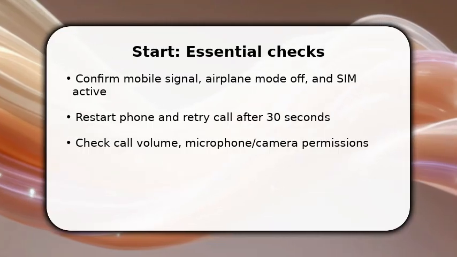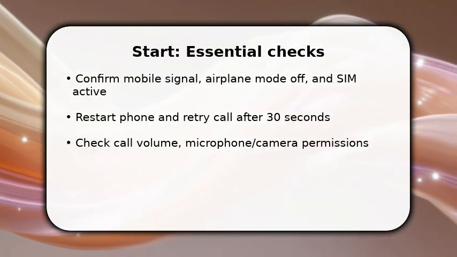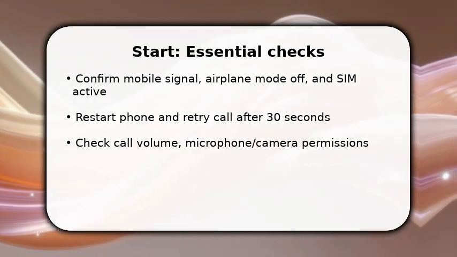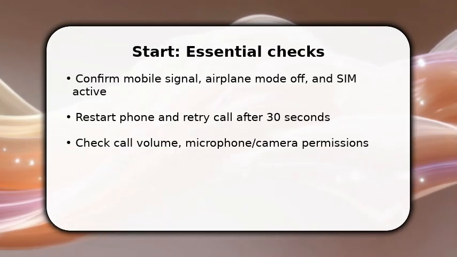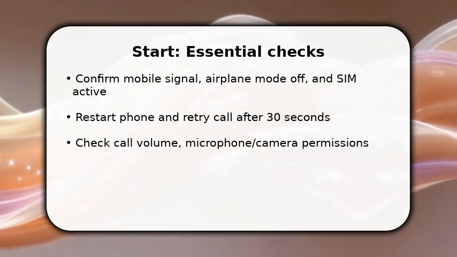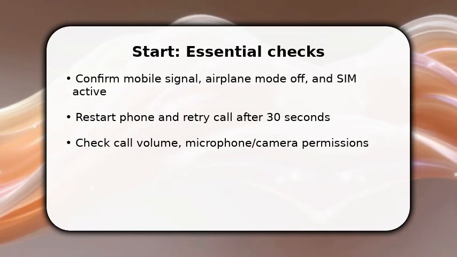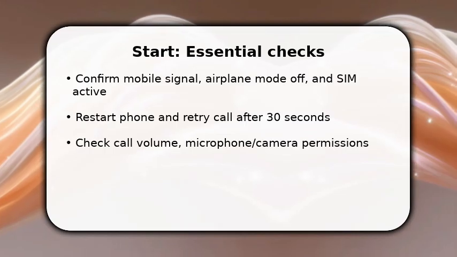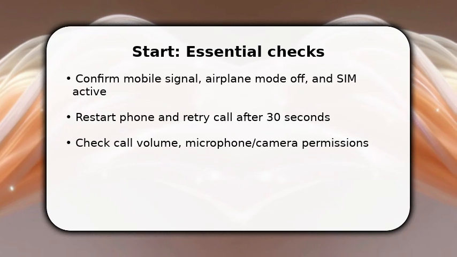You begin by confirming the essentials so you don't waste time. Check your signal bars, make sure airplane mode is off and the SIM is active. A quick restart clears transient issues. Once done, open the phone app and verify call volume and microphone permissions in settings. If the other party can't hear you, switch between earpiece and speaker to isolate the problem. These first actions rule out simple causes and set up the device for deeper troubleshooting if needed.